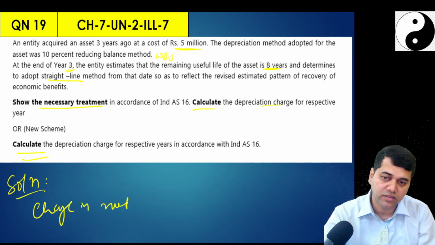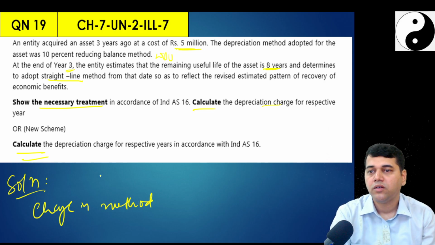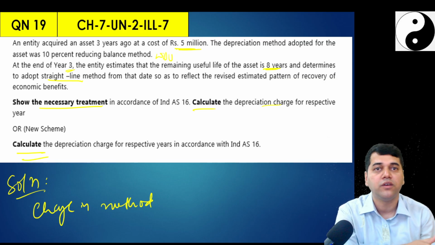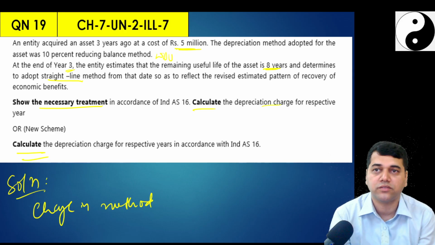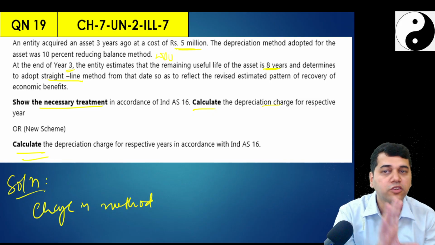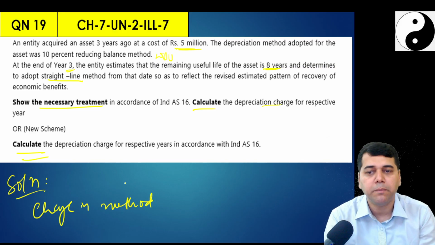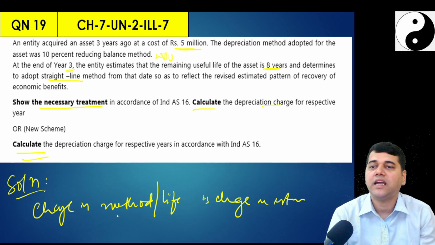Change in method. Did the life change here? They didn't tell you, they said 10%. At the end of the 3rd year, the entity estimates the remaining useful life of the asset is 8 years. This is needed because we are moving into shift online. We don't know, maybe the originally life is 11 years, God knows. So here the crux is we shifted the method, so we will focus on the method. If you want, you can write: change in the method or life is a change in estimate, accounted prospectively.